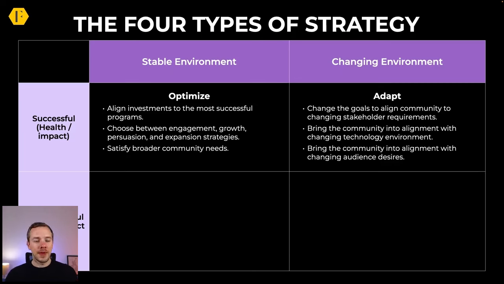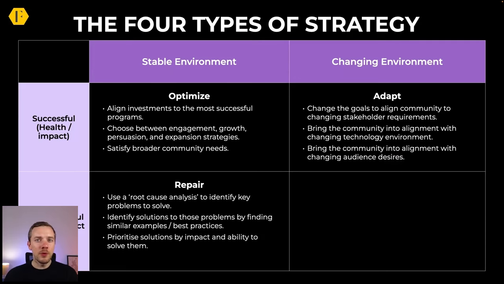If your community is not successful, or the metrics are not heading in the right direction, but the environment is stable, this is where you need to repair what's not working. This is where we do a root cause analysis to find out exactly what the issue is. We identify solutions by finding similar examples and best practices, and then we prioritize them.